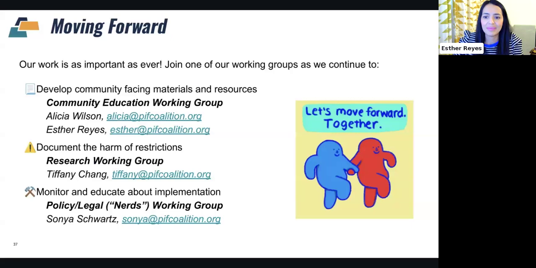Okay, so as I mentioned earlier, your work and our work is so critical, and it's as important as ever. The PIF Coalition, Protecting Immigrant Families Coalition, is a national coalition of over 800 organizations across, I believe, 43 states, maybe even more, that is committed to defending access and expanding access to benefits for immigrants.